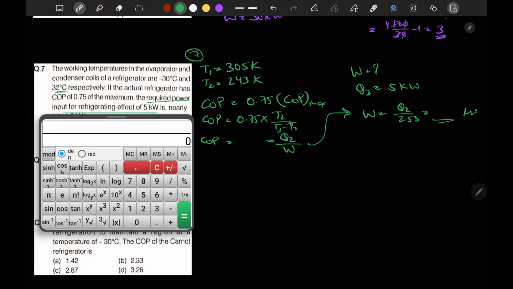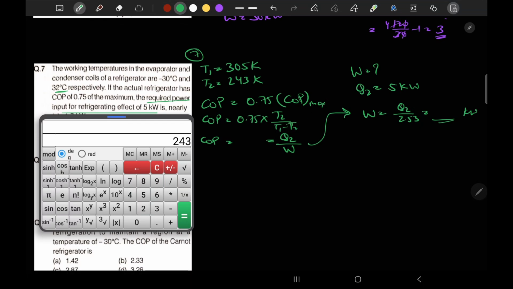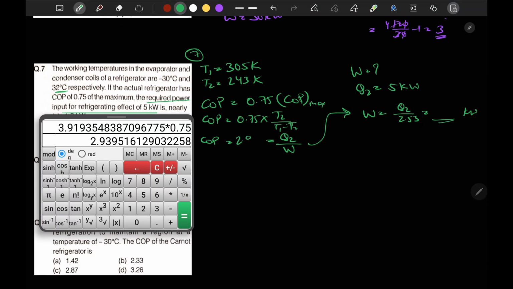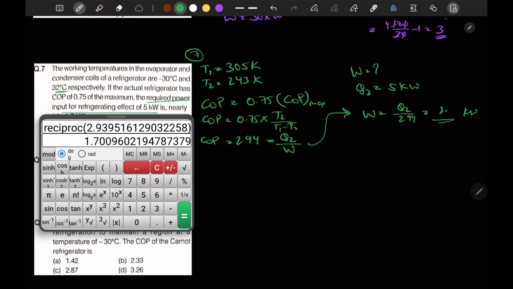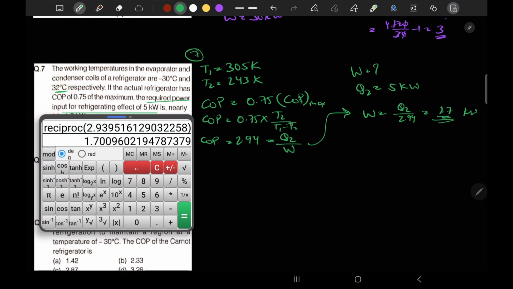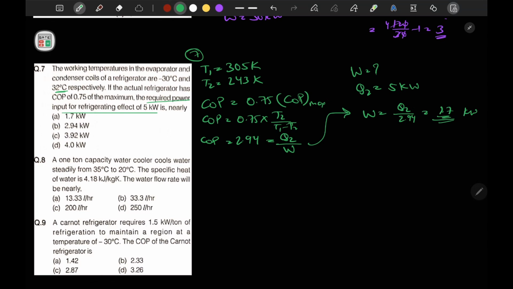COP maximum is given by T2 upon T1 minus T2. T2 is 243, so 243 divided by T1 minus T2, which is 62, gives 3.91. This is COP maximum, multiplied by 0.75, this is our actual COP, that is 2.939, or we can directly write 2.94. Now if we multiply it by 5, we will get a value equal to 1.7 kilowatt. So our option A is correct.